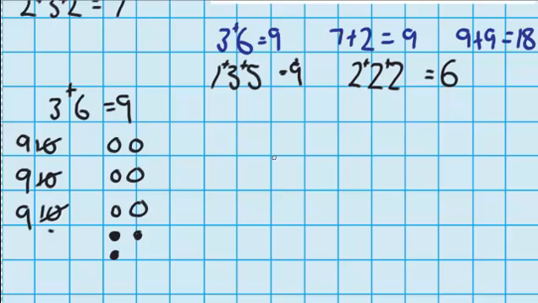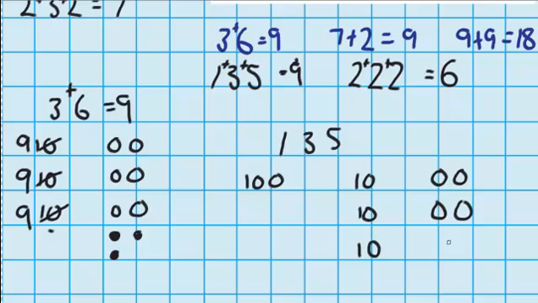Let's try a bigger one. Let's try 135. So 135 is made up of 100, 3 tens, and 5 ones. Now I can't share 100 between 9 people evenly, but I know that if I took 1 away, I'd be left with 99, and then I could share those evenly between 9 people. So I've taken 1 away from that pile. I'm going to add it over here.